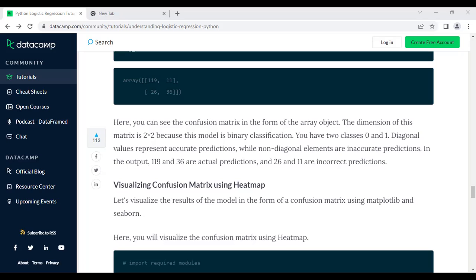If we move to the diagonal, this is true positive and this is true negative. For positive, if my predicted value is 1 and my actual value is 1, then it is true positive. If my actual value is 0 and the predicted value is 0, then it is termed as true negative. After that, false negative: we predict 0, but it is actually 1.